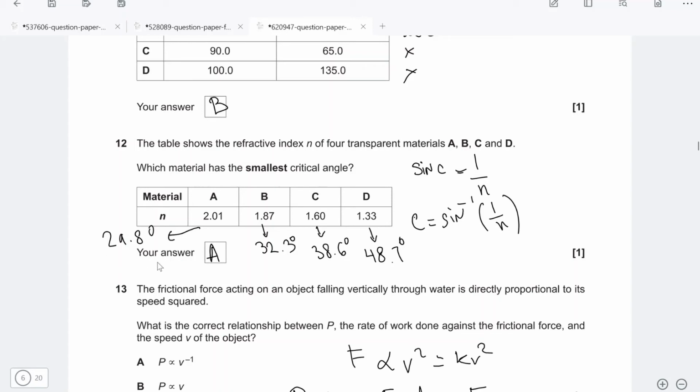Now, given the following values of n, we're going to get 29.8 degrees, and as n becomes smaller, the critical angle will actually be becoming larger. Therefore, the correct answer is A.